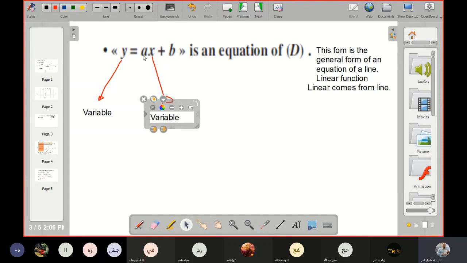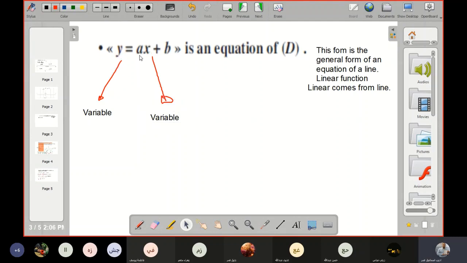Right. Now A and B. Pay attention to A and B. These are the most important. Okay?